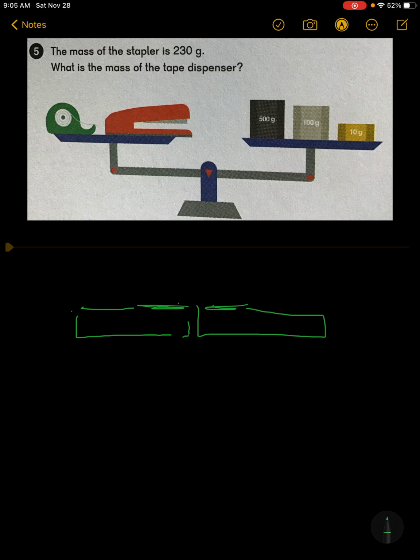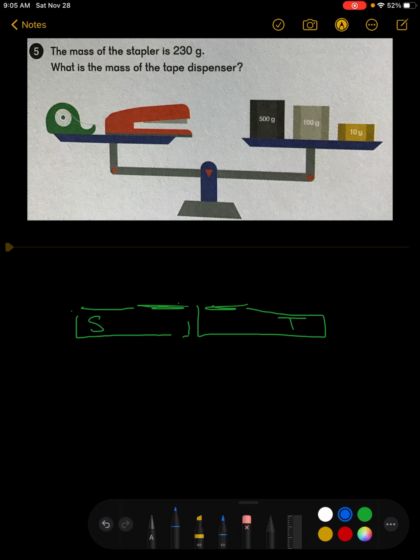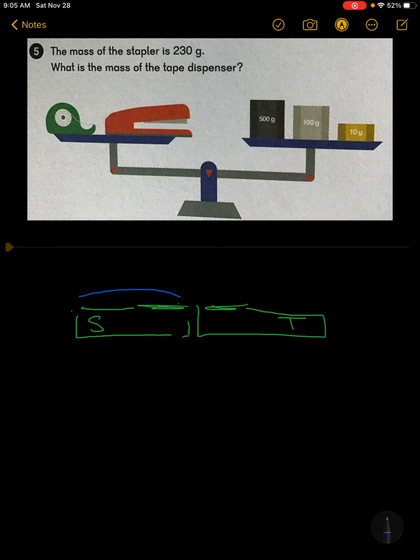All right, we know that the stapler is going to be one. I'm going to put S for stapler. The other one is going to be the tape dispenser. Let's look and see what else we know. The mass of the stapler is 230 grams. So under stapler or over stapler, we can label it as 230. We need to know the mass of the tape dispenser, so we're going to put a question mark there.